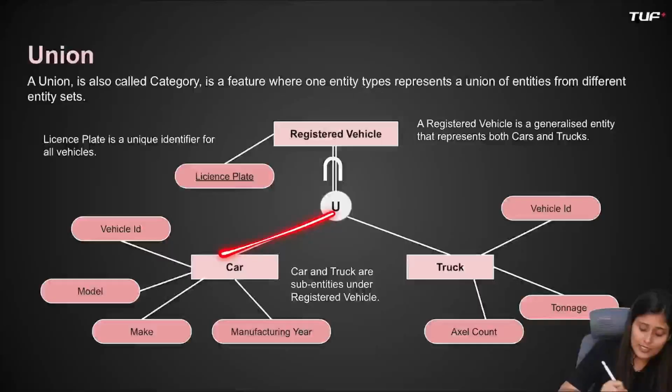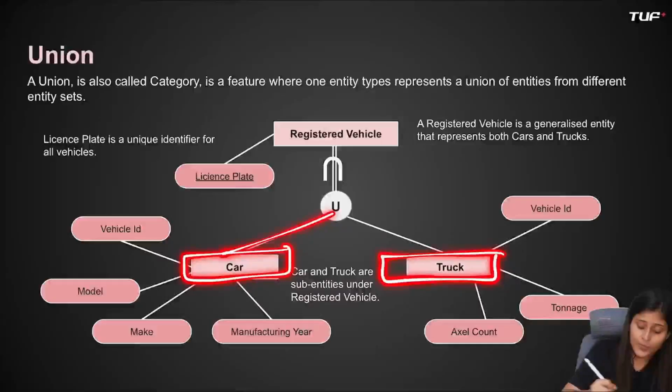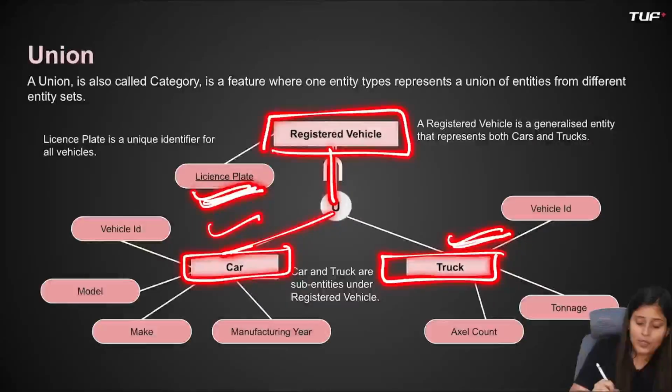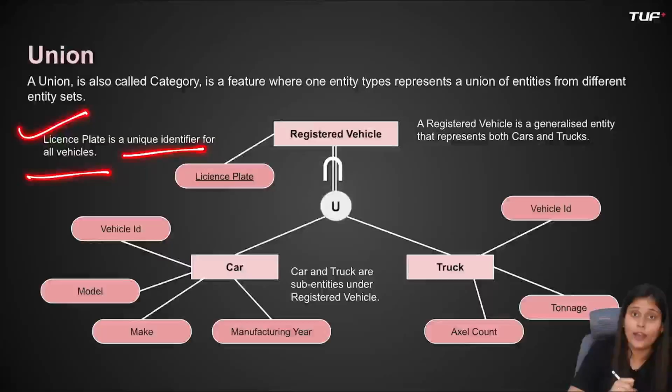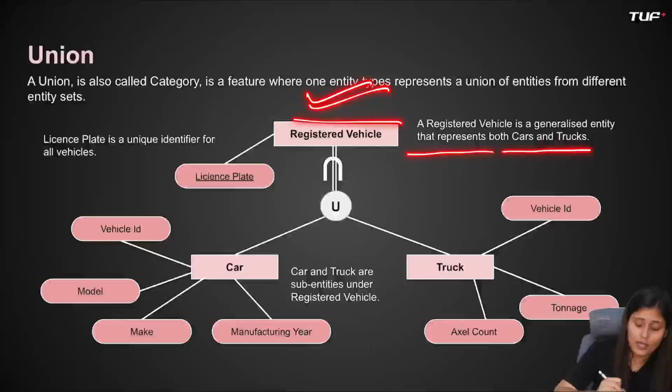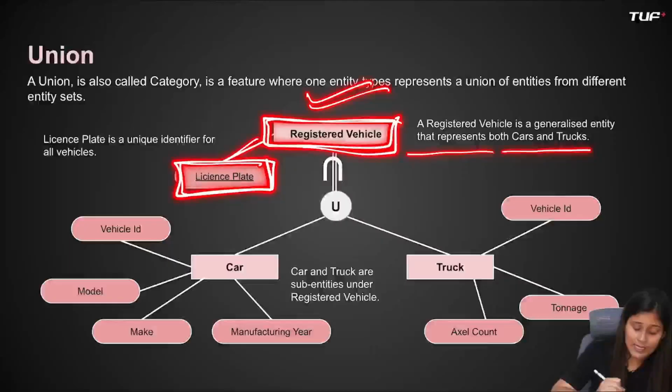So basically here, let's suppose we have a car entity and a truck entity. For both car and truck entities, we have a license plate. So basically it defines which type of vehicle it is. So instead of giving it as an individual, we have created a common higher level entity and given that name. License plate is a unique identifier for all vehicles, and we know that. And a registered vehicle is a generalized entity that represents both cars and trucks. So this is the entity of registered vehicle, and it stores the license plate, and the license plate uniquely identifies each car or truck.